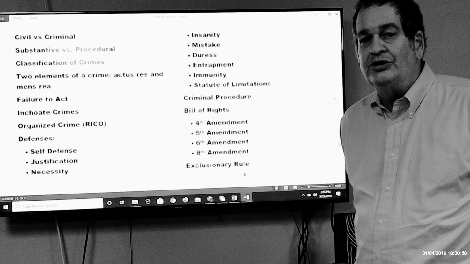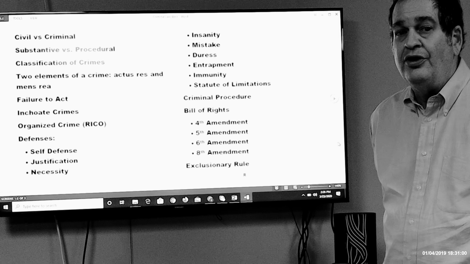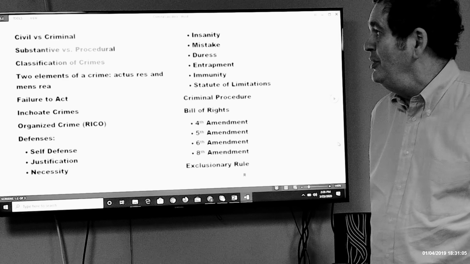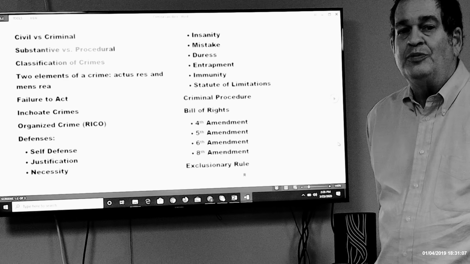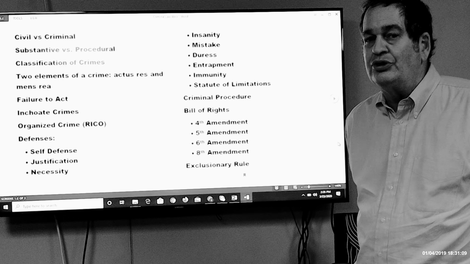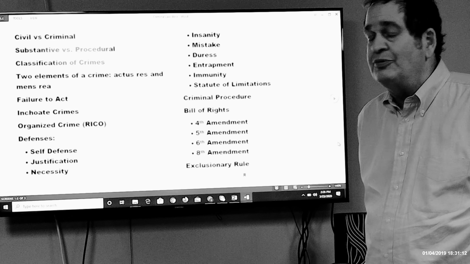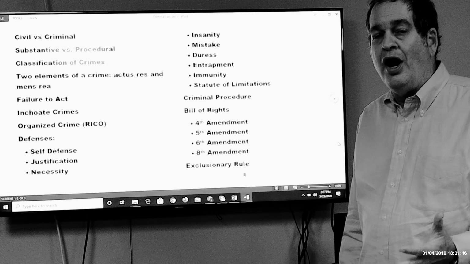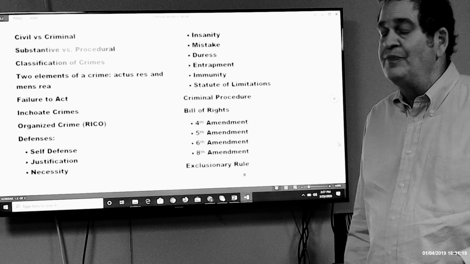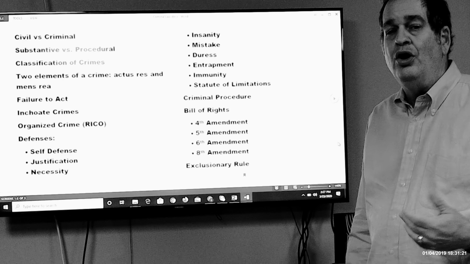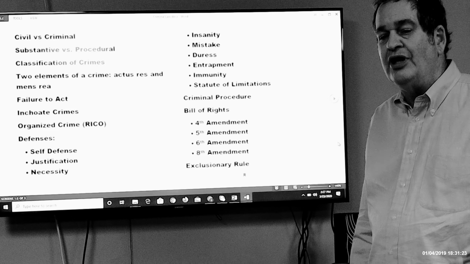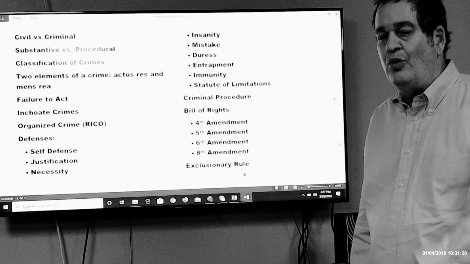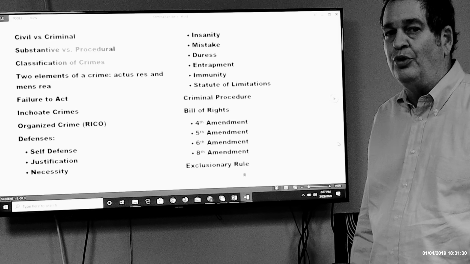And the burden of proof is on the prosecution to prove beyond a reasonable doubt that the defendant committed the crime. Also, there's a difference between substantive criminal law and procedural criminal law. In substantive criminal law, we are talking about the actual crimes and the defenses. In procedural criminal law, we're dealing with the process that one goes through from the time a crime is committed to the arrest all the way through trial and then possible appeal.